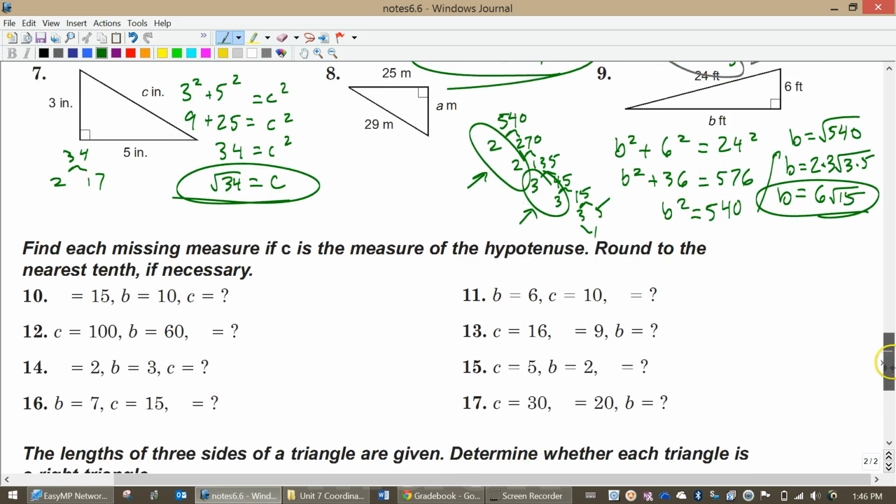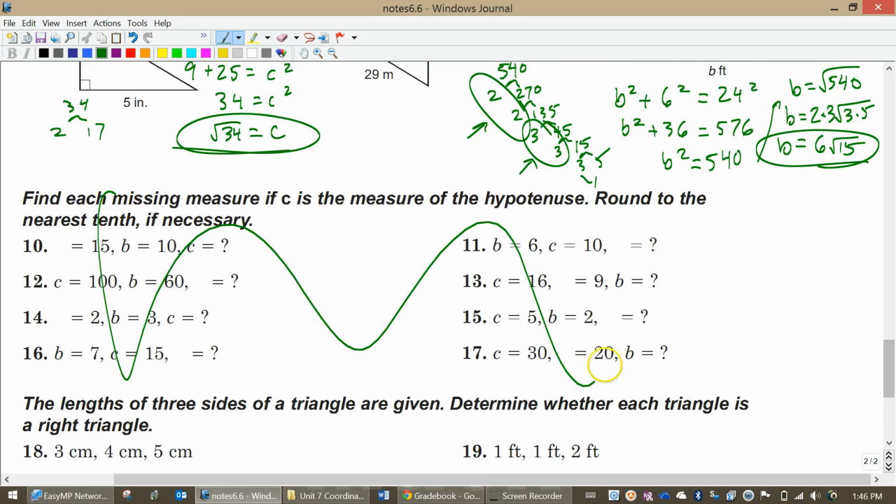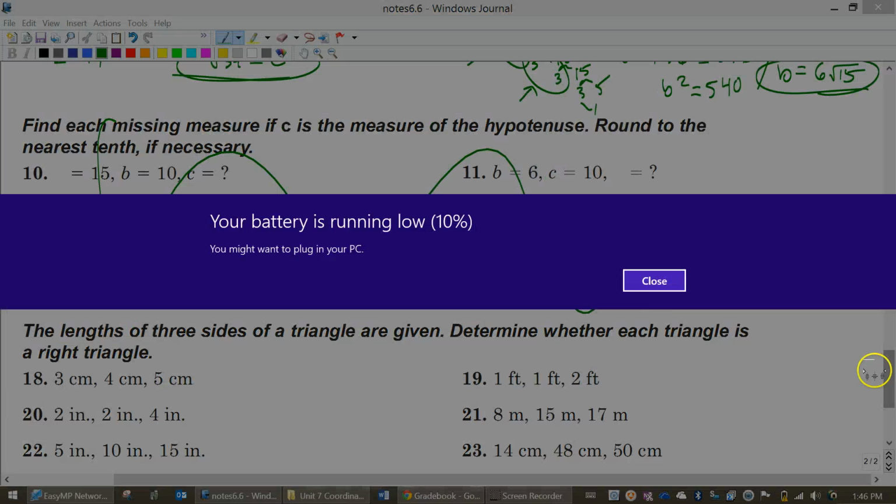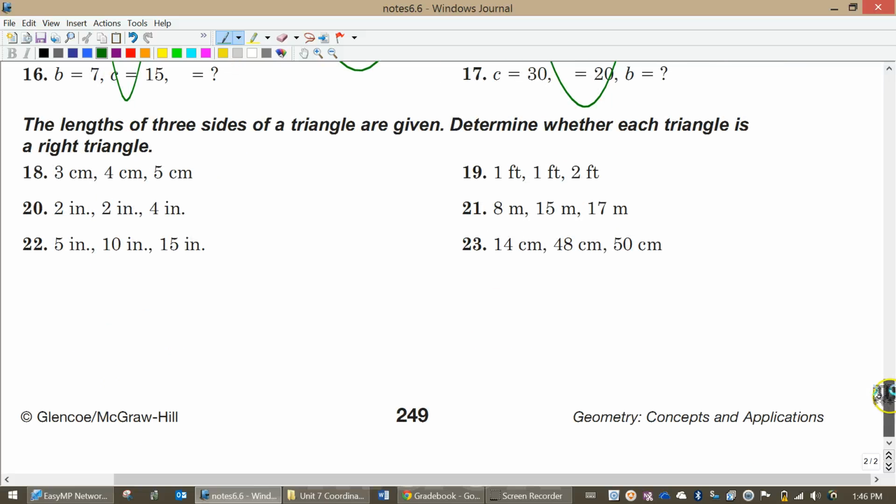All right, now here's the interesting part. We're going to skip this stuff because it's just like the top stuff. We're going to go down in here. So in these questions, it says the lengths of the sides of a triangle are given. Determine whether each triangle is a right triangle. Here's the scenario. We're given three sides of a triangle, and we don't know whether it's a right triangle. We're going to determine whether it is. How so?